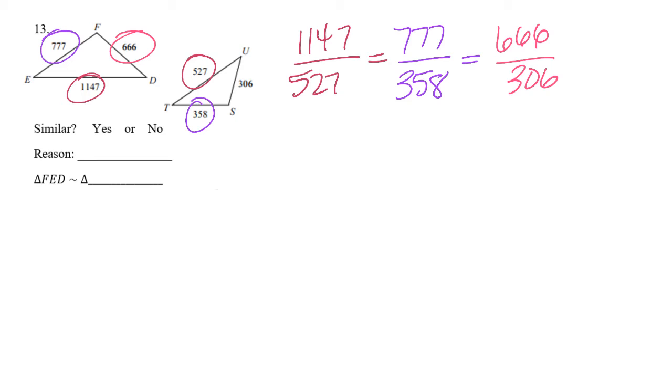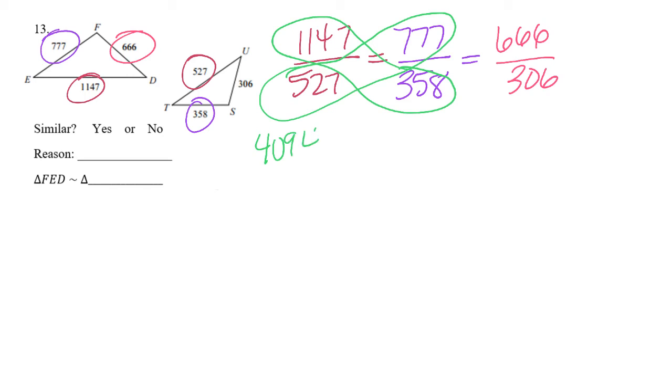All right, and we want to cross multiply these and check them, and they're going to be really big numbers. It just kind of is the way it works. All right, so the first one is 409,479, and this one is 410,626. So these already don't match, so we know that they're not going to be similar.